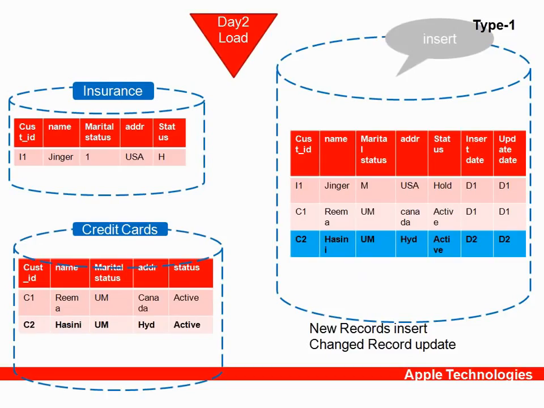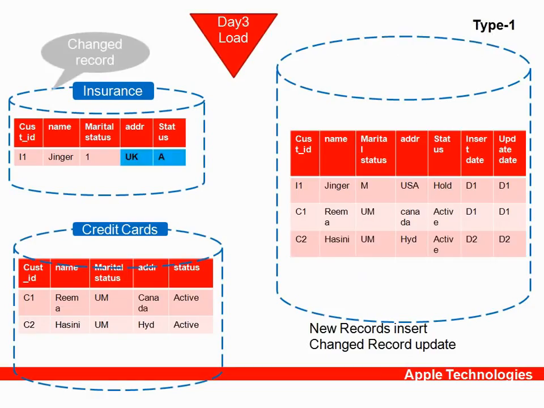after day 3, this customer requested: I am moving from USA to UK, please change my address. She filled in an application form and gave it to the bank asking them to change her address, as she is moving away from the USA to UK. We know in OLTP, if there is any change, we go and change it. We will not maintain any history here.